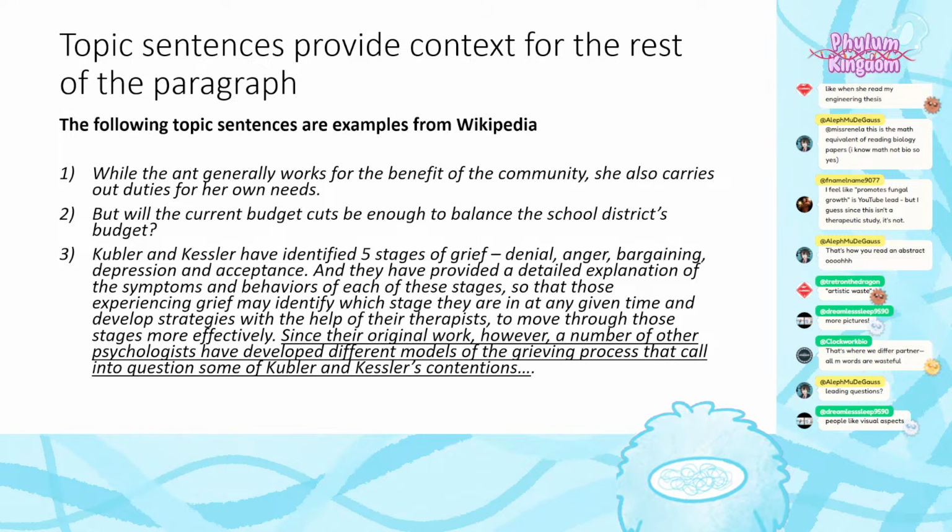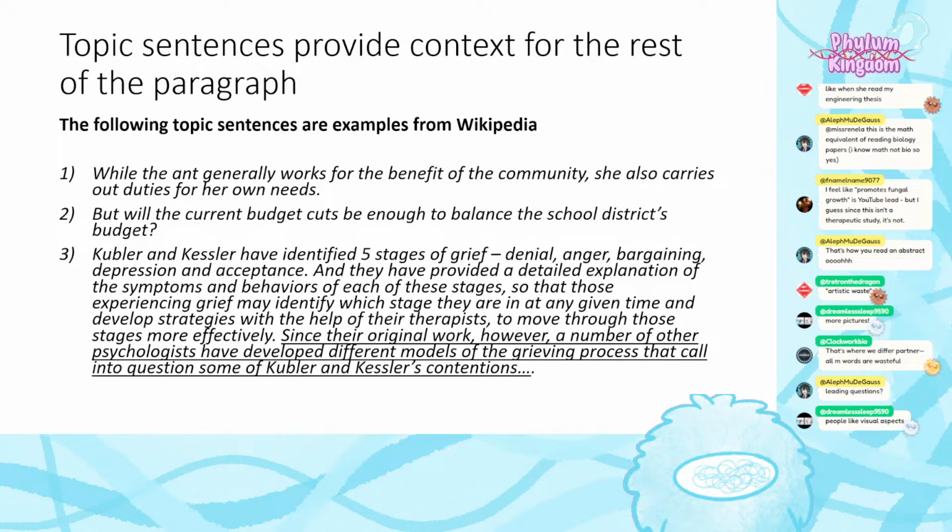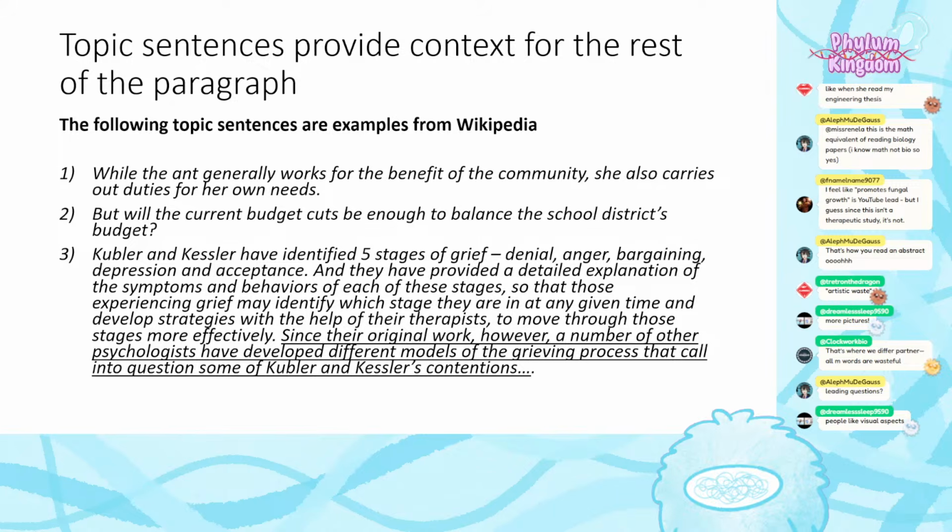And then this is the topic sentence, which is so deep into this paragraph, which I don't love. Since their original work, however, a number of other psychologists have developed different models of the grieving process that call into question some of Kubler and Kessler's contentions, right? So the important thing about a topic sentence is that even though I just gave you these examples, you can kind of imagine what the rest of this paragraph is going to be.